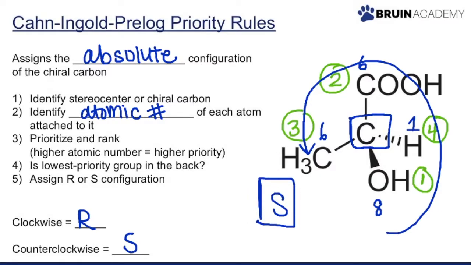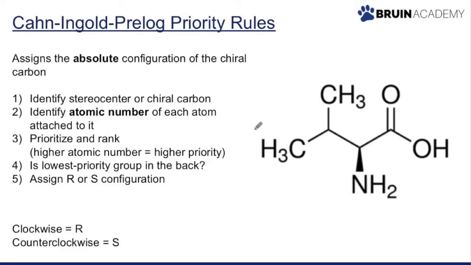So there we go. Let's take a look at another example here. I've filled in the blanks that we mentioned in the previous slide, so you can see what the steps are. But let's take a look at our next molecule. This is actually valine, which is an amino acid that will come up later on in organic chemistry, or maybe in your biochem class if you're in biochem right now.